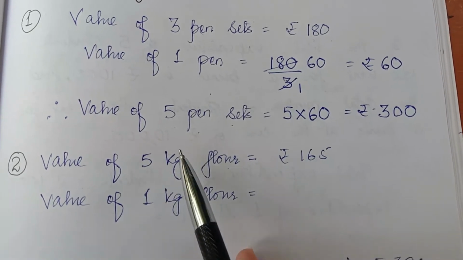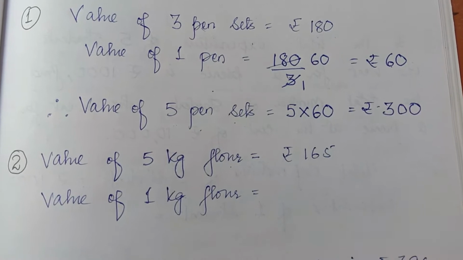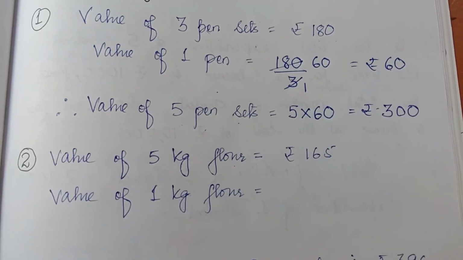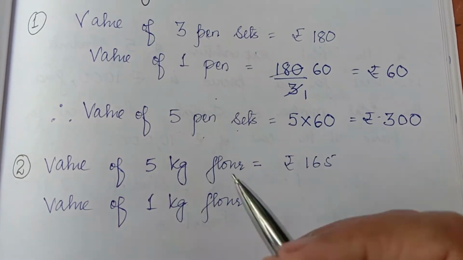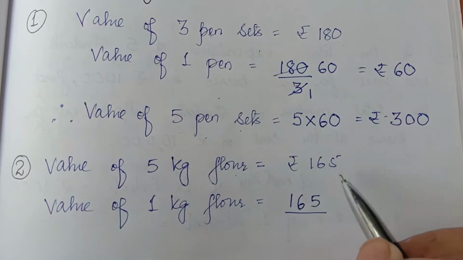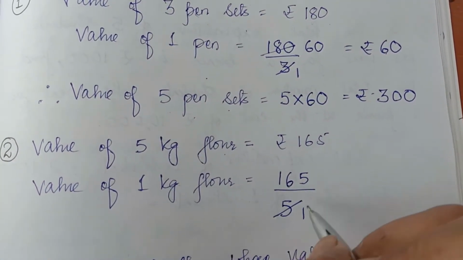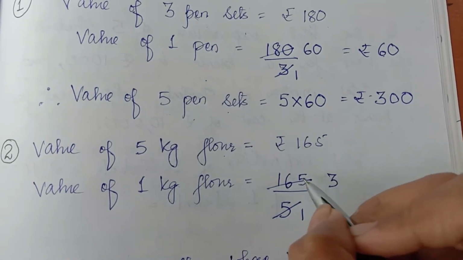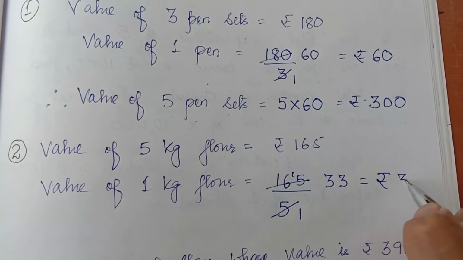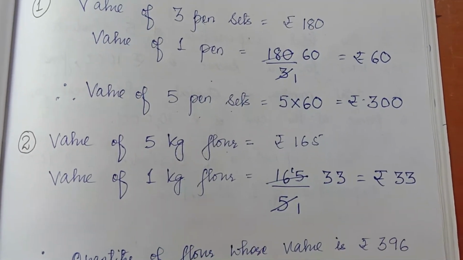That means the price of 5 kg flour is 165. Then we will find the price of 1 kg flour. What is the cost of 1 kg? To find the cost of 1 kg, you have to divide this total value by 5. So 5 ones are 5, 5 threes are 15, 5 threes are 15. That means the value of 1 kg flour is rupees 33.